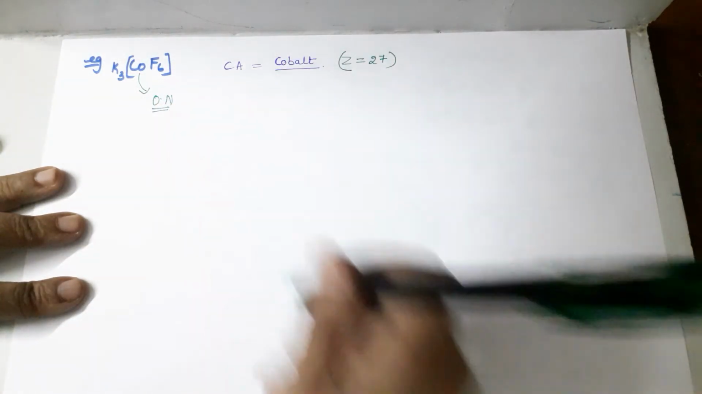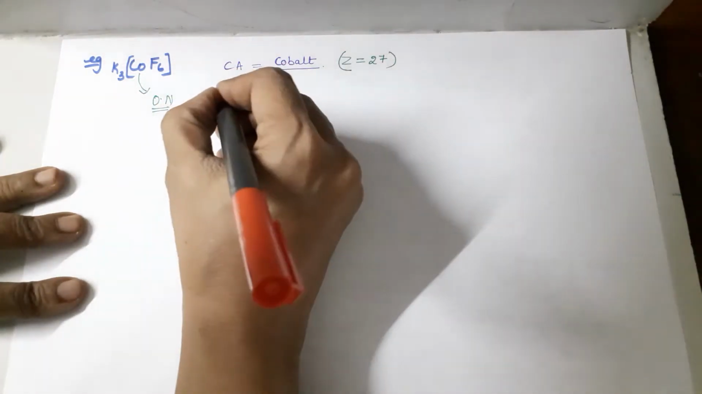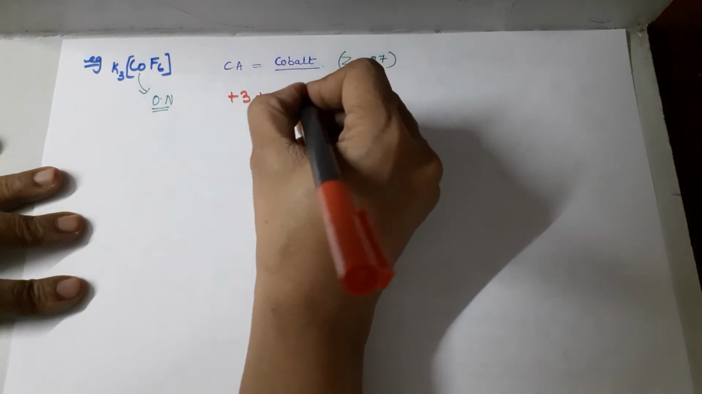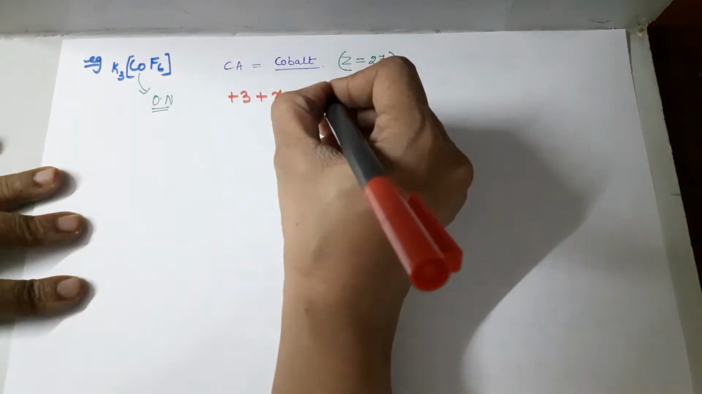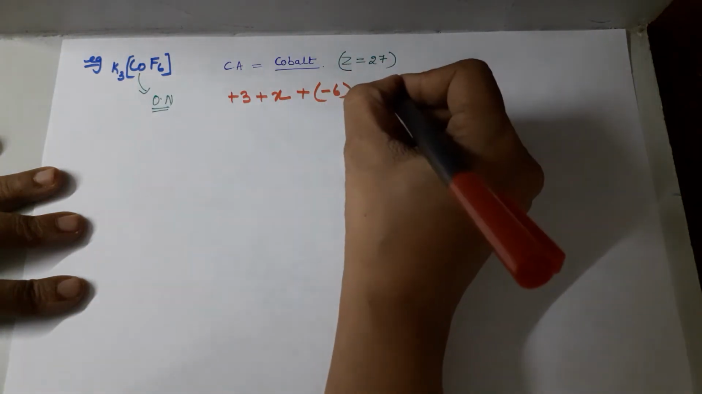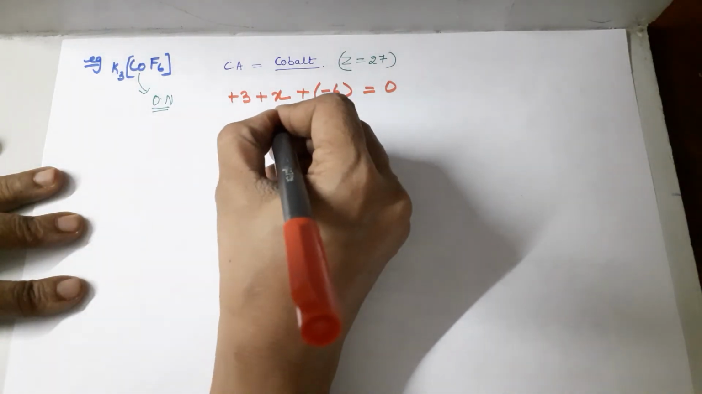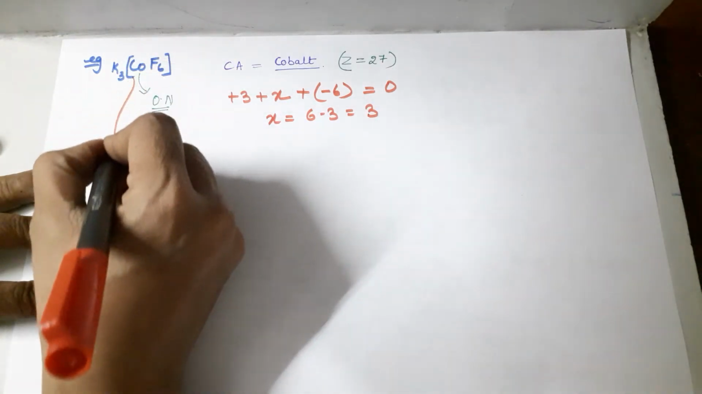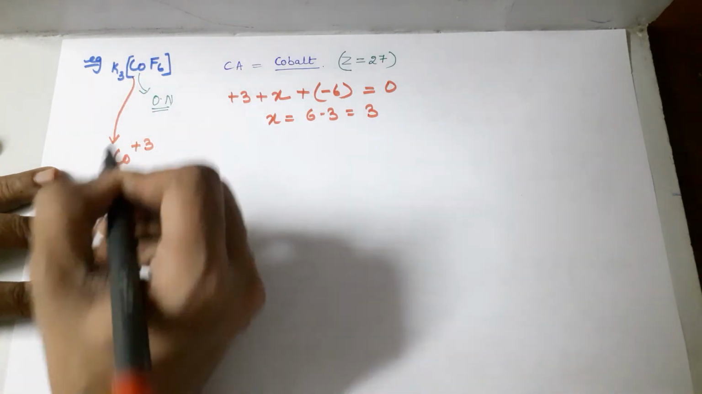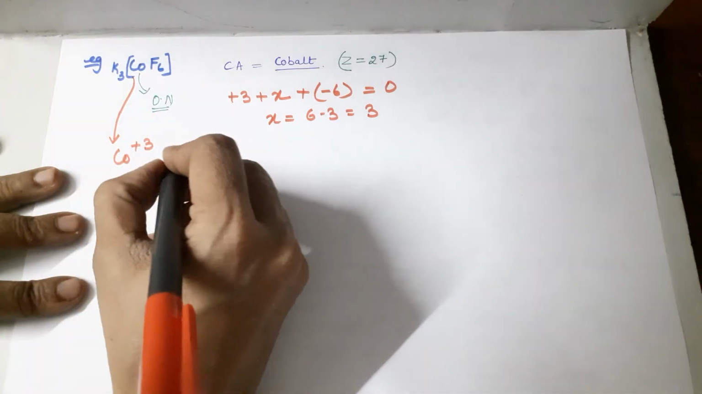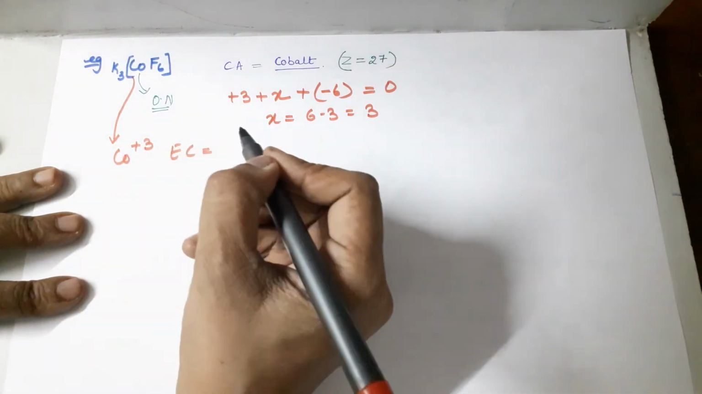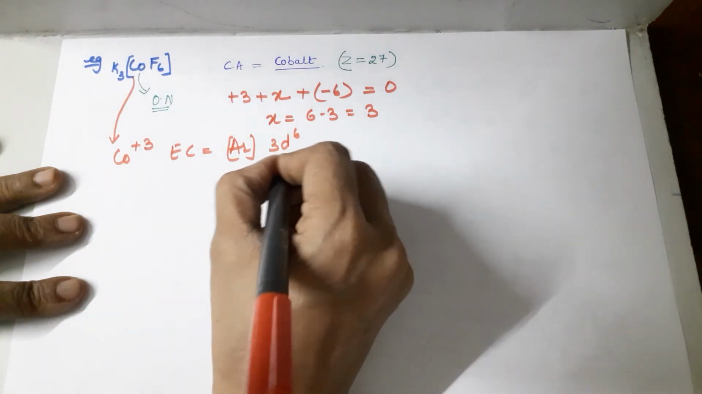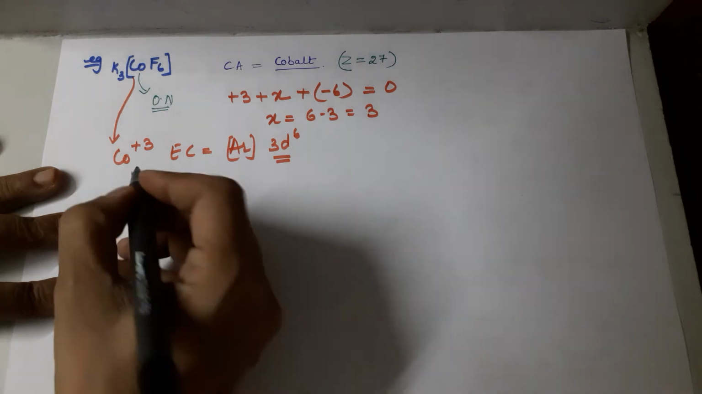Let's do it. For your potassiums, you have 3 potassiums, so you have +3. Cobalt you do not know, so X. Each fluorine would have a -1, so you have -6, equal to 0. Let's find out X. It comes out to be 6 minus 3, which is 3. So your cobalt in this complex is also cobalt +3. Cobalt +3, as I had done in the last example, the electronic configuration came out to be argon with 3d6. So I would write the electronic configuration of cobalt.